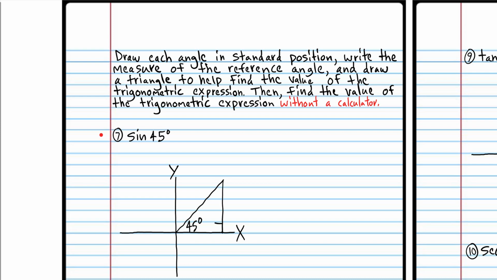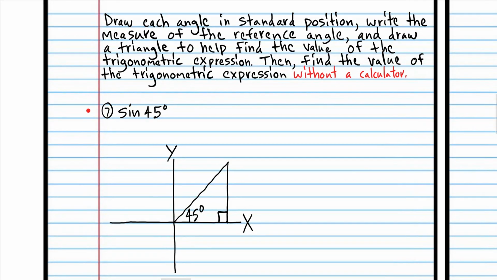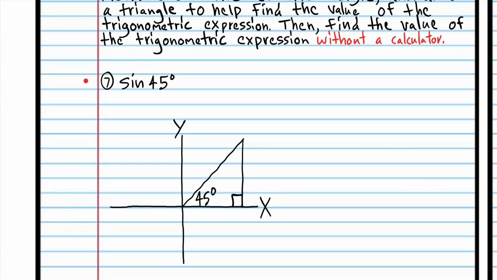So I'm going to draw the triangle. It's going to be a right triangle because these functions are only defined for right triangles. Then I'm going to find the value of the trigonometric expression without a calculator. So how can I do that? Well, because this is a 45-degree angle, this angle must be 45 also, because again, the angles all add up to 180 degrees.